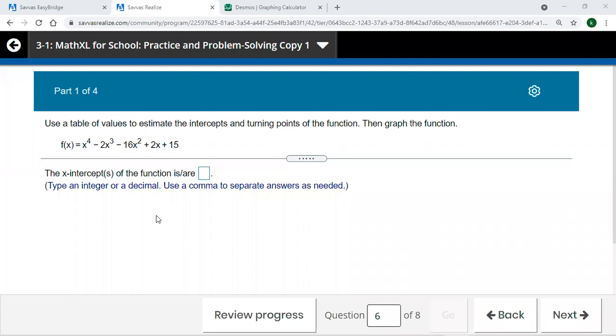All right, working on some polynomials here, and in this one we got a whole bunch of terms. The polynomial is in standard form because it goes from the highest degree and then decreases as you go. The leading coefficient would be 1, since there's nothing in front of that x to the 4th. And we are supposed to use a table of values to estimate the intercepts and turning points.